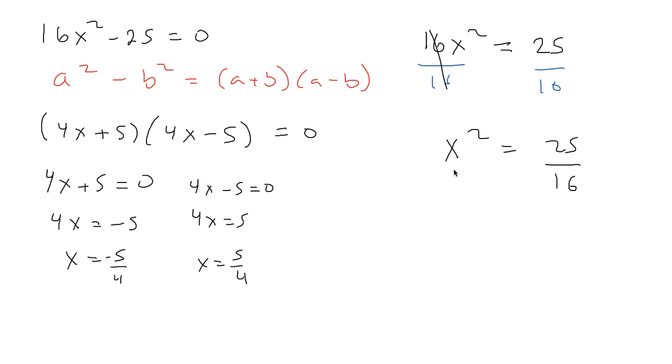And now I can use the square root principle. I'll root both sides. And then here, be careful, that's usually where people mess it up, is they square root both sides and then they just write down the positive root. But that has two answers, because we saw over here it has both a positive and negative. So x would equal plus or minus 5 fourths. In other words, positive 5 fourths and negative 5 fourths.